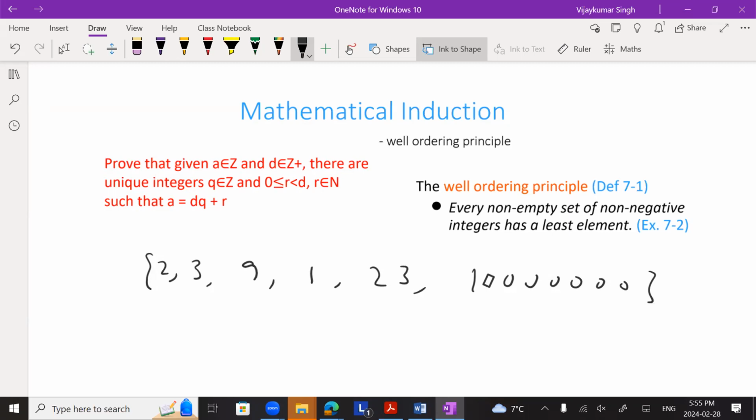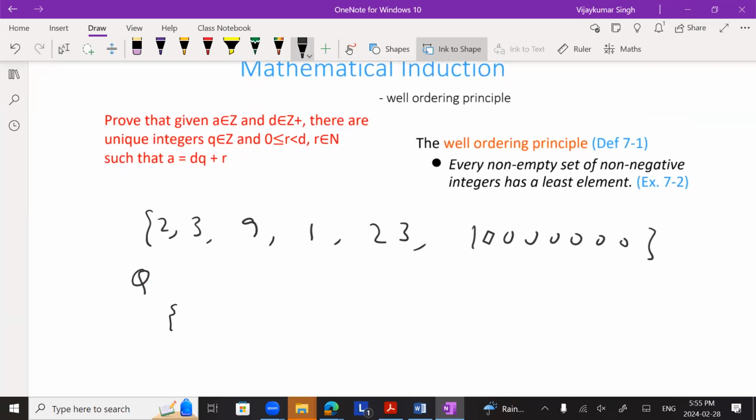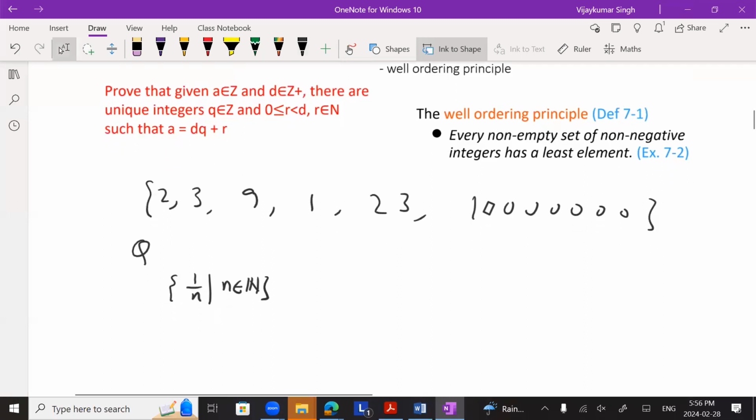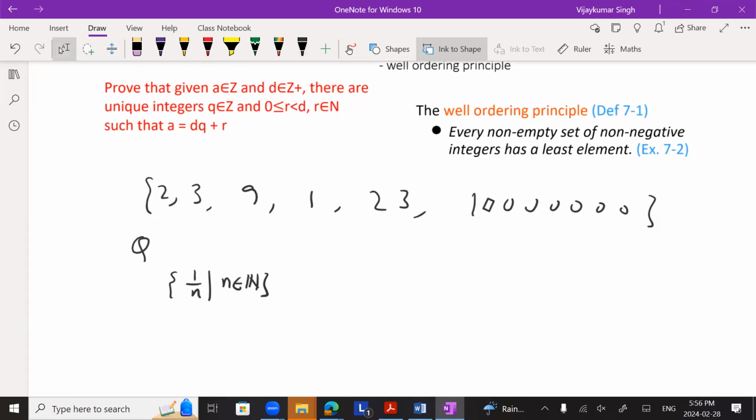Note that this property is not true for every set. For example, if you take the set of rational numbers, I can give you the set 1 by n where n belongs to the positive integers. This is a subset of the rational numbers. Let's see what it looks like: 1, 1 by 2, 1 by 3, 1 by 4, 1 by 5, and so forth. You can't tell me what the least element is here.